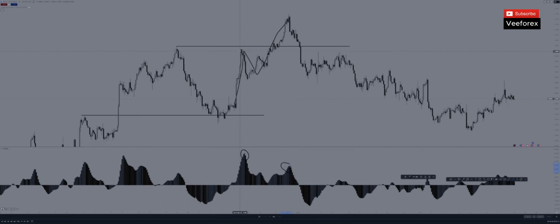Look at that. You can see that at this high here, the market printed bullish momentum, but on the indicator, the awesome oscillator, the divergence was going down, the volume was going down, while price was going up. It's a sign that the market wants to reverse.